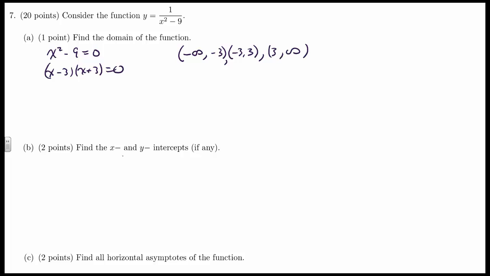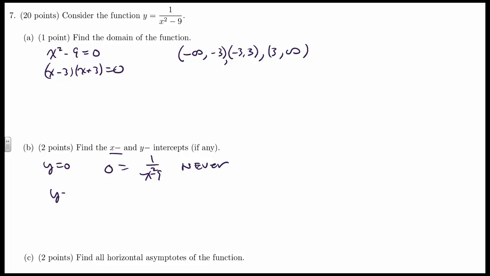The x and y intercepts. Well, the x-intercepts are all the places where y equals 0. So where does this function equal 0? And the answer is never. You can only make this expression equal to 0 if the numerator is equal to 0, but the numerator is already always 1. So it is never, there are no x-intercepts.